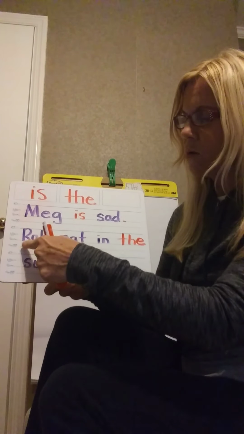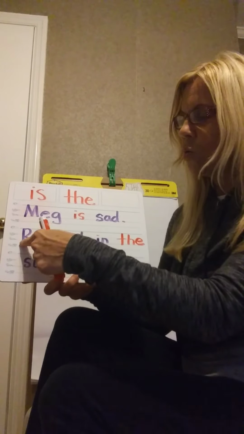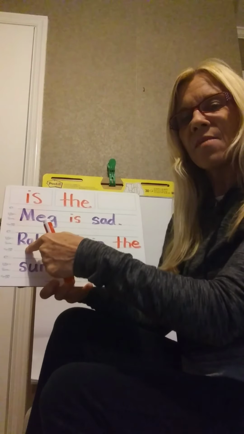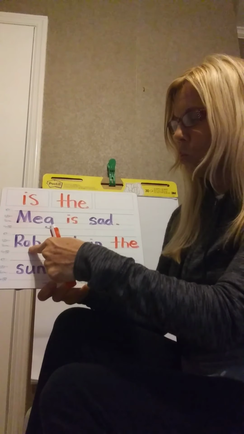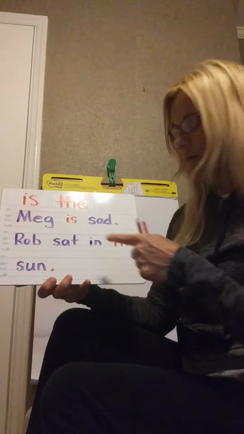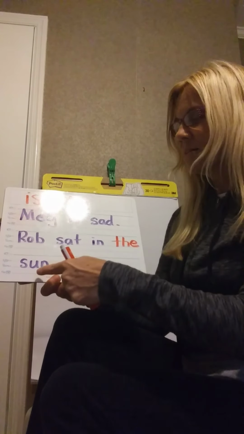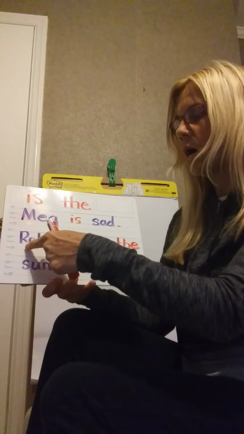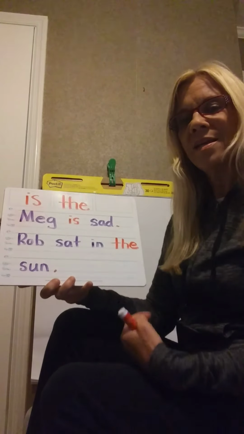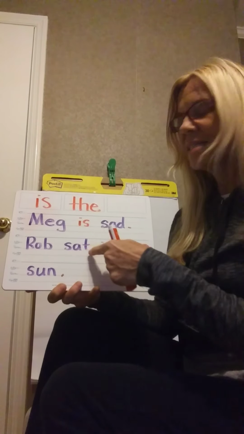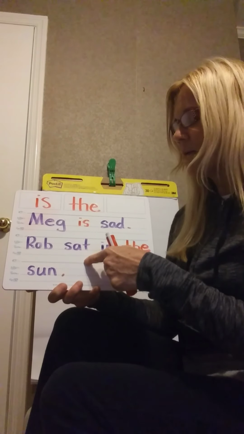All right, here we go. Rob. Remember, we're reading these sentences together. This is somebody's name, Rob. Rob sat in the sun. Very good. So can you tap out Rob? Rob. Yes, you can. Can you tap out sat? S-at. Sat. Yes, you can.